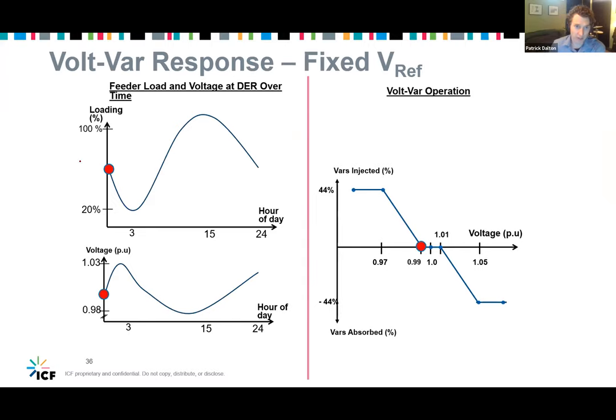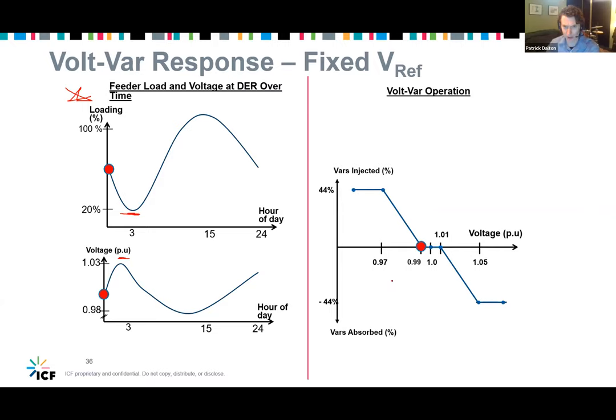Looking on the top left-hand side here, there's a theoretical feeder loading profile. So maybe load is going down in the middle of the night and going up in the day. The voltage on the feeder, if we're discounting the effect of voltage regulation devices like load tap changers, voltage regulators, capacitor banks, is going to be somewhat of an inverse of the loading. So during light loads, like right here, you have high voltage. Heavy loads, lower voltage. That's pretty typical.